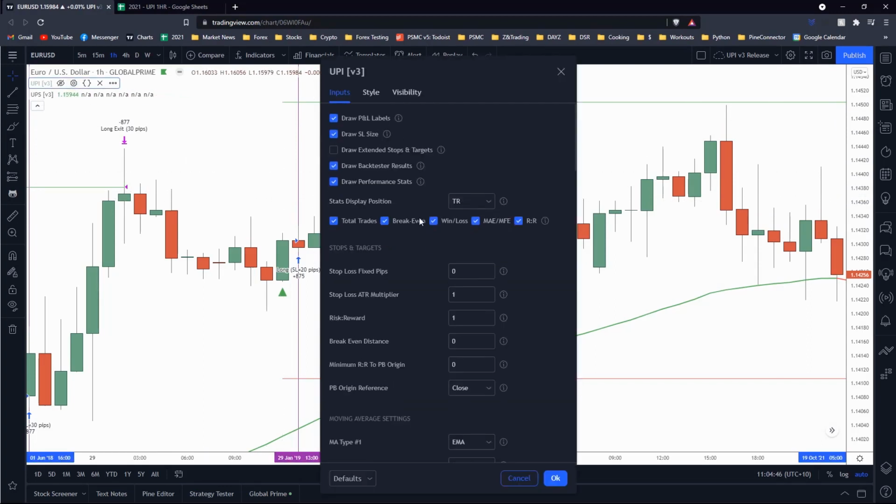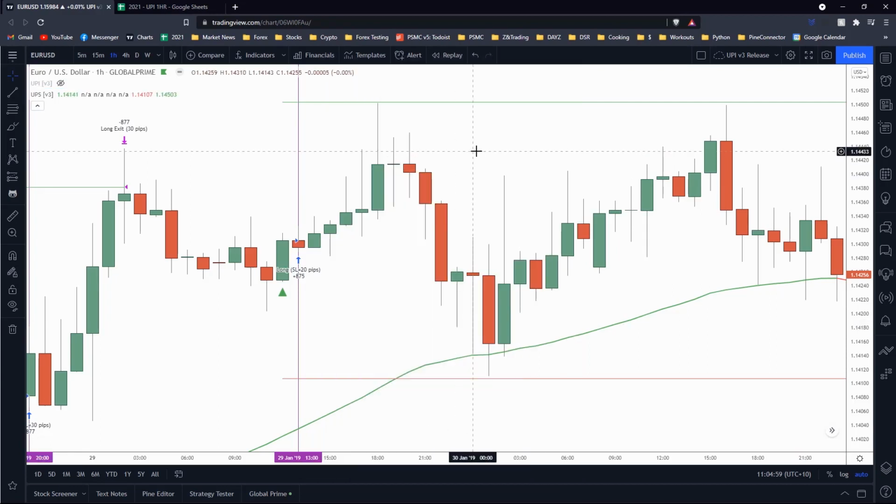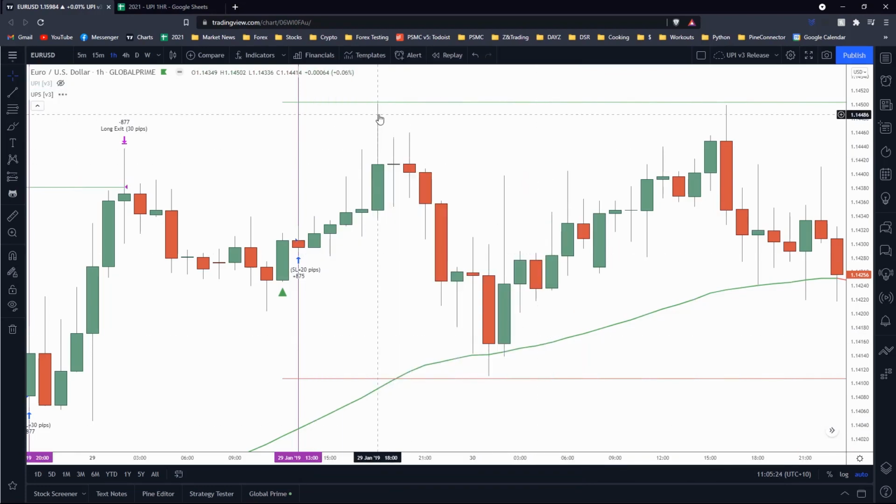Of course, there is the break even distance. You could, for example, set this to 0.95, and this would set your stop loss to break even if price gets within 5% of your profit target. So if I turn that setting on there, on the strategy version here, 0.95, 95% to our profit target, and watch what happens.